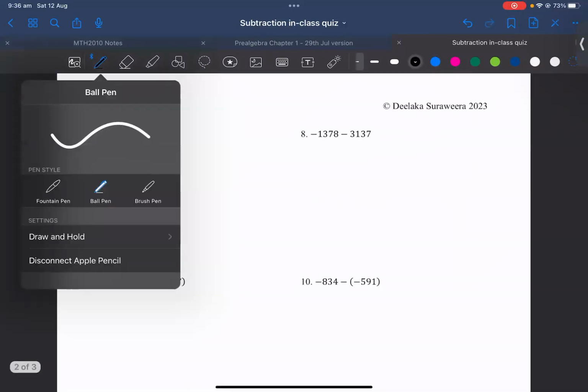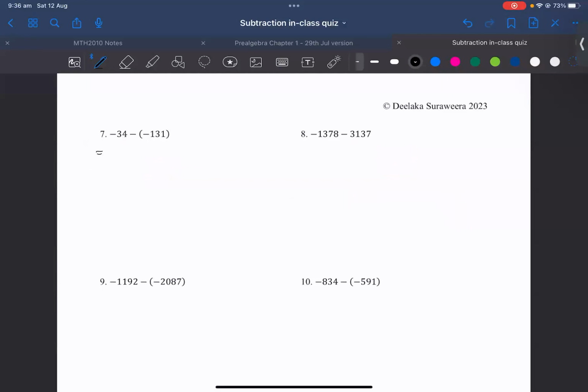Question 7. Negative 34 minus negative 131. Anyone got the answer to this one? 97. Yeah, very good. It's 97. Anyone have an explanation of this one? Because it's a different type of concept. All right. Good. So ask if you're struggling.